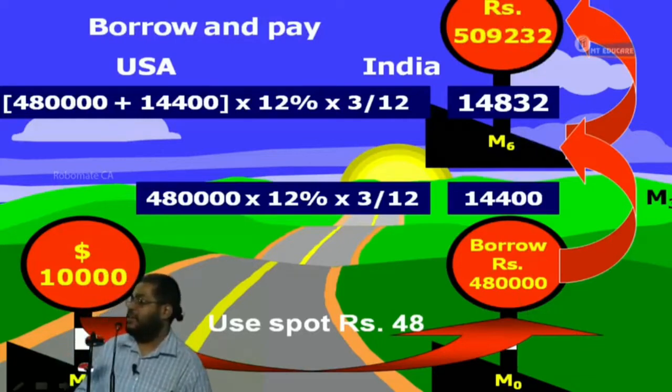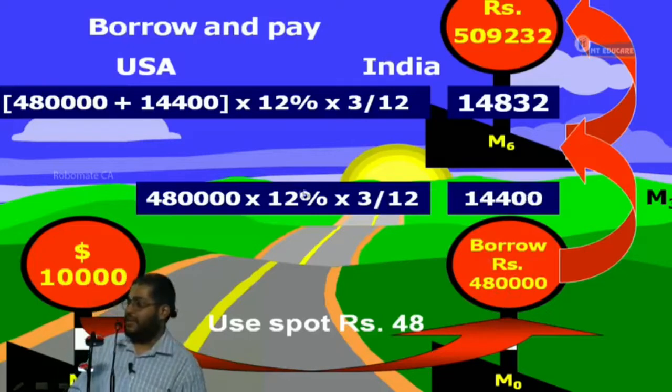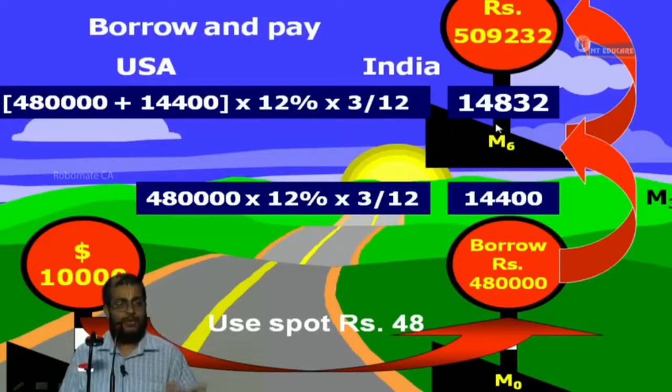Otherwise, you can say like this. 4,80,000 I borrow today or not? After 3 months the interest is 4,80,000 into 12% into 3 by 12. What is the interest? 14,400. Now the next 3 months interest will be on 4,80,000 or 4,94,400? 4,94,400 at 12% interest for 3 months, there is another 14,832. This becomes the maturity value. Are you following or not? No. So now let us do it together.